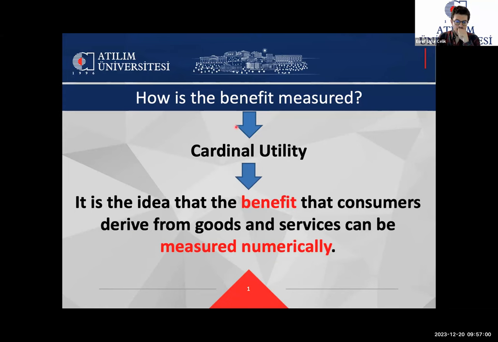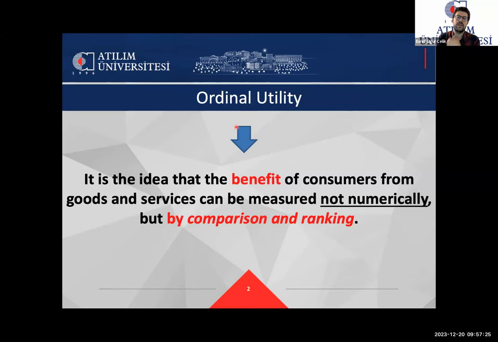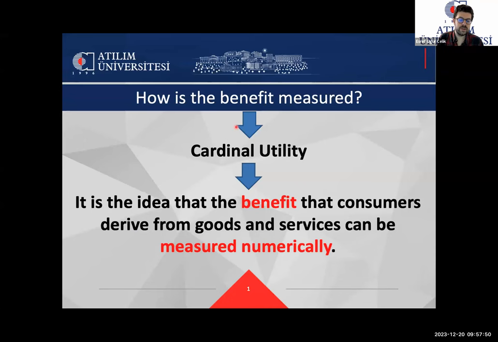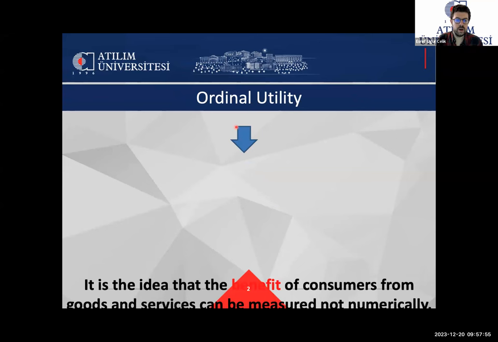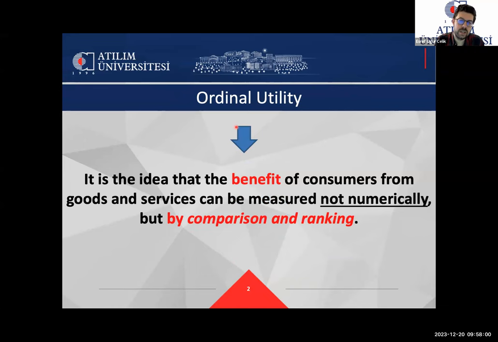The main feature of cardinal utility is that they measure utility numerically. They get benefit or utility, and they believe that we can calculate that utility numerically. In ordinal utility, they do not measure numerically; rather, they use comparison and ranking. Maybe you remember I gave the example of dessert ranking, baklava and sütlaç. These are the differences. The cardinal approach measures utility numerically, while ordinal utility does not calculate numerically; they use comparison and ranking.